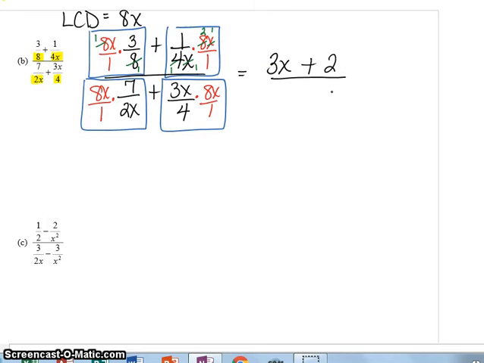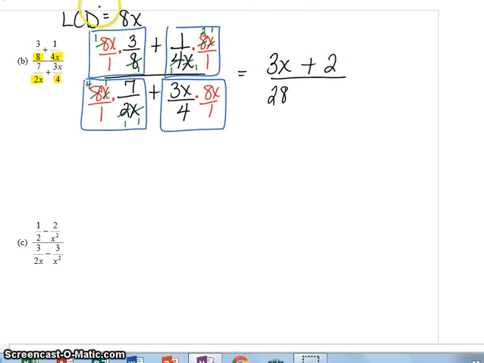Okay? On the bottom, x's cancel, leave behind 1s. 8 and 2 reduce, leave behind a 4 up in the numerator. So I have 4 times 1 times 7. Is going to be a 28. Okay?